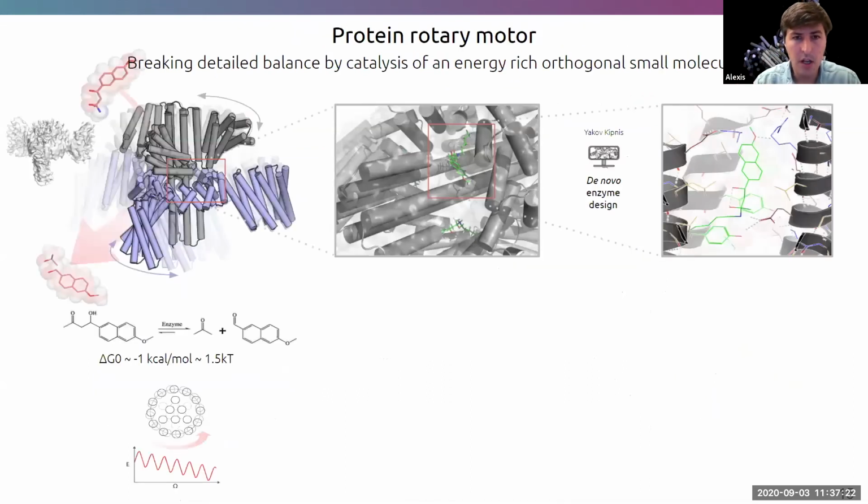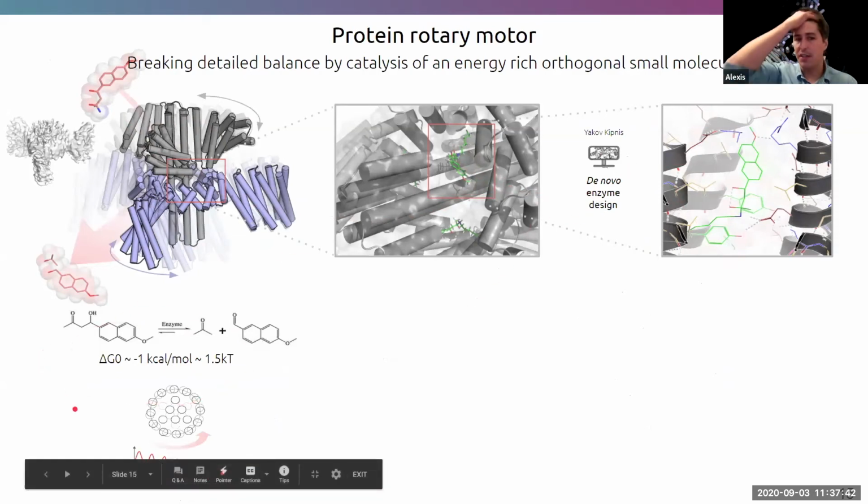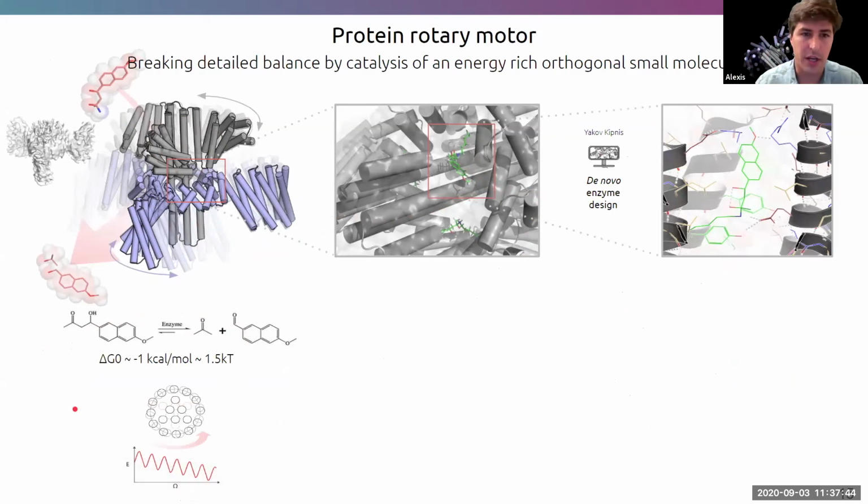So we went ahead and used these principles to try to design rotary motors. I took these designs I made that I knew rotated, and then I installed a de novo enzyme at the interface. And so the molecule that we targeted as a fuel is a molecule that can bind, cleave, and release energy.